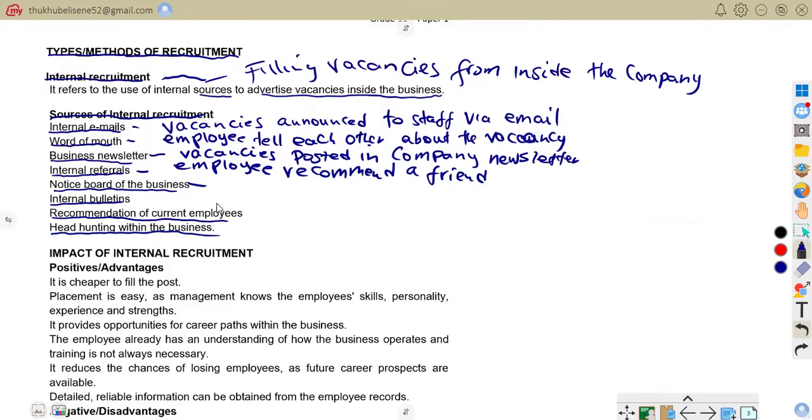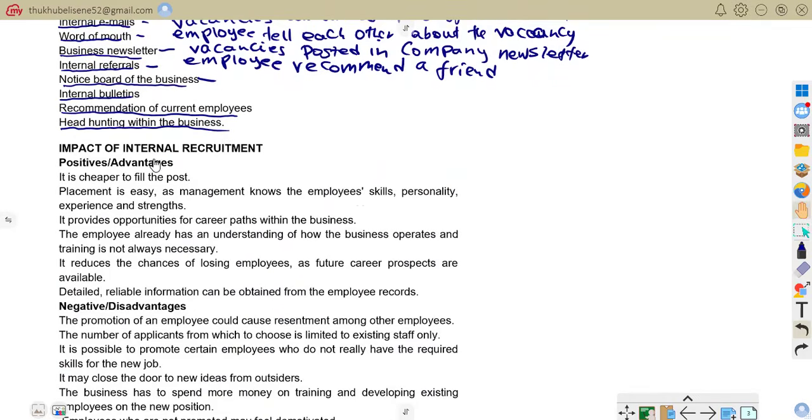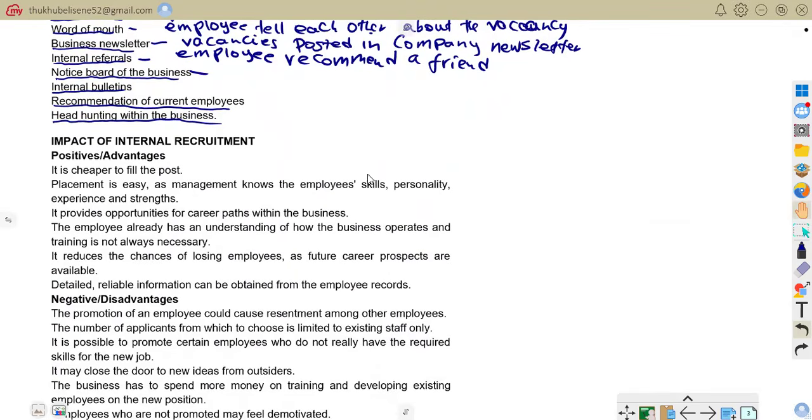Then we can come to the advantages as well as the disadvantages of this method of recruitment, which is internal recruitment. So now let us come to the impact of internal recruitment. We are first going to start with the advantages.